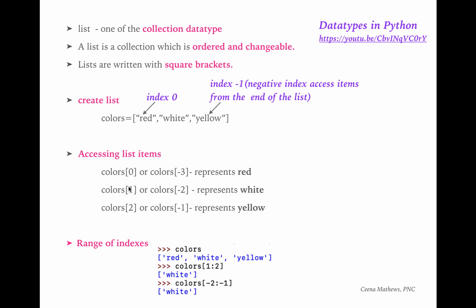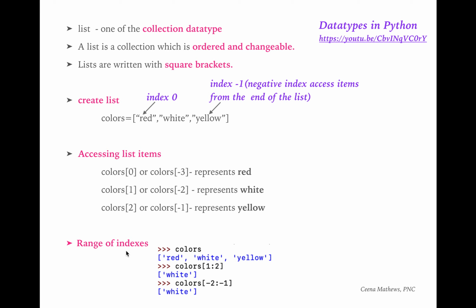Accessing list items can be done using this method, that is you give the object name, within square brackets give the index of the item to be accessed. Either you can use positive indexes if you want to access the items from the beginning of the list. If you want to access items from the end of the list, then you can use negative indexes. Here colors of 0 or colors of -3 represents red, colors of 1 or colors of -2 represents white, colors of 2 or colors of -1 represents yellow, according to this particular list.